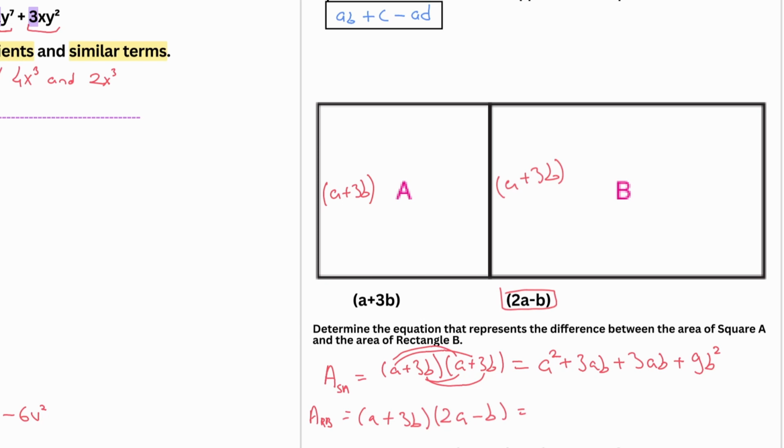2A times A would be 2A squared. A times negative B would be negative AB. 3B times 2A would be 6BA or AB, same thing, because the order in the multiplication doesn't matter. And finally, 3B times negative B would give us negative 3B squared. We are not done yet. The question is asking the difference.